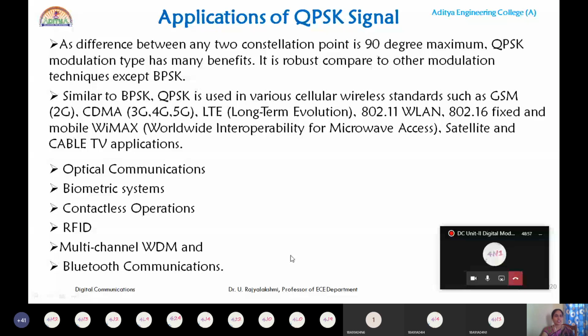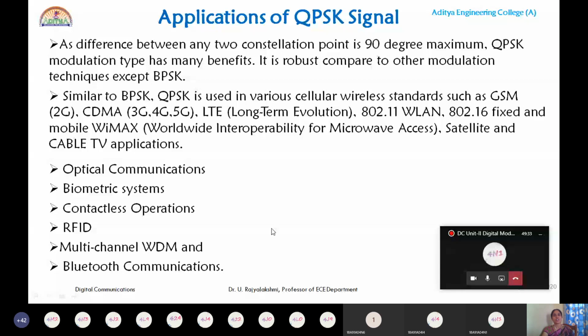So what are the other applications? Biometric systems, radio frequency ID tags, and multi-channel wavelength division multiplexing. Wavelength division multiplexing, similar to FDM, is one kind of analog multiplexing technique. Wavelength division multiplexing and frequency division multiplexing are generally used in analog modulation techniques. And also Bluetooth communication. So in all, these are the applications of QPSK.